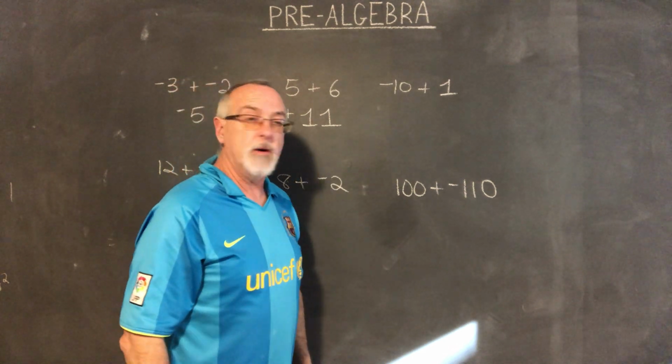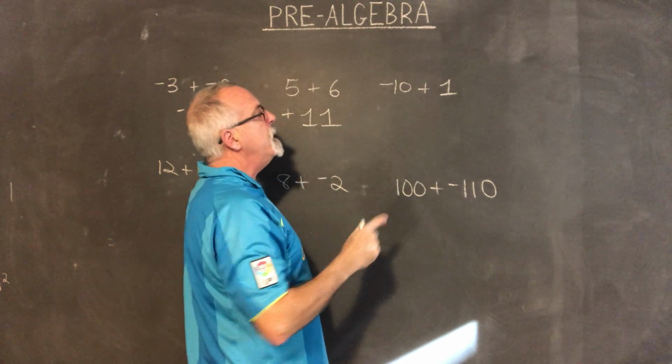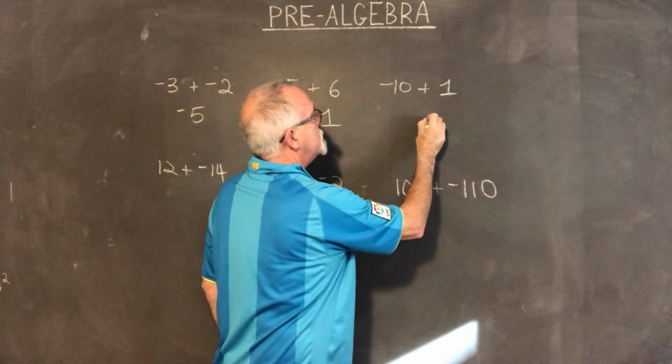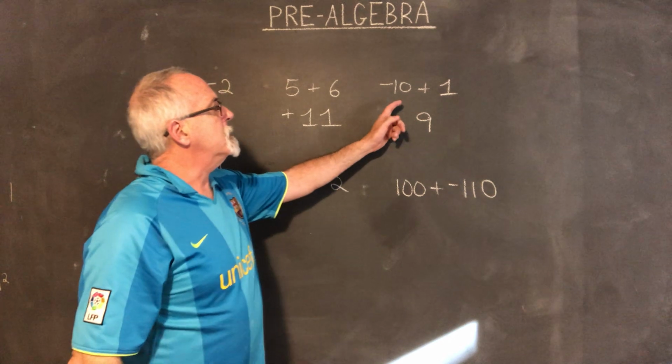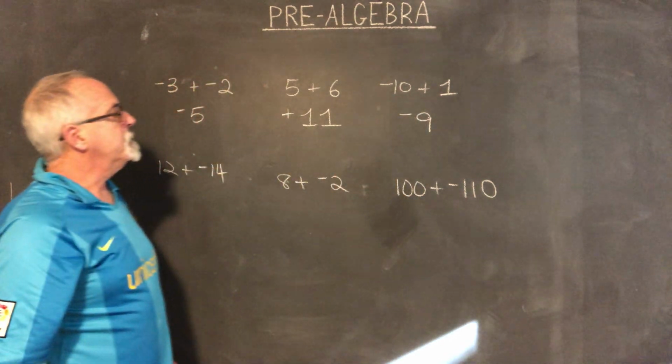It doesn't matter which one's bigger, which one's smaller. I just realize I have a negative and a positive that I'm combining. So I subtract instead. 10 minus 1 is 9. Then I check to see what is the sign of the larger number, and it's a negative. So my answer is -9.